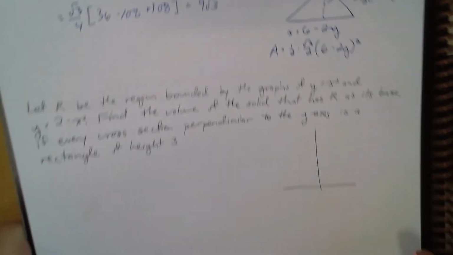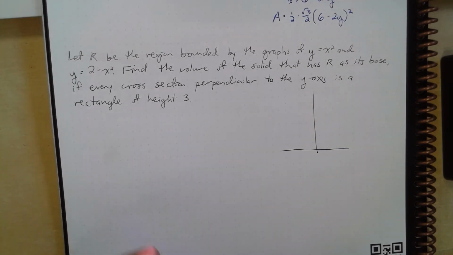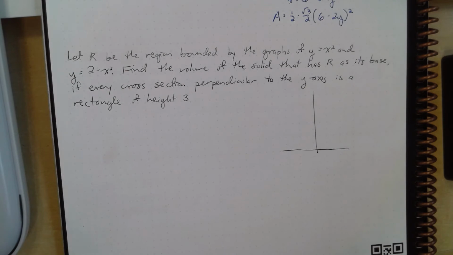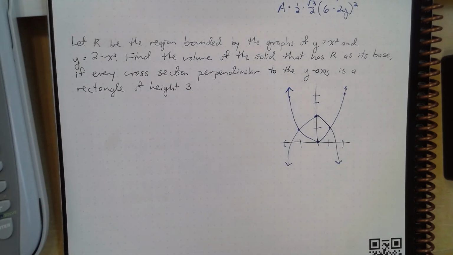All right, one last example here. Let R be the region bounded by the graphs of y equals x squared and y equals 2 minus x squared. We want to find the volume of the solid that has R as its base if every cross-section perpendicular to the y-axis is a rectangle of height 3. All right, one moment. I'm going to pause and graph this. Okay, I've graphed it.